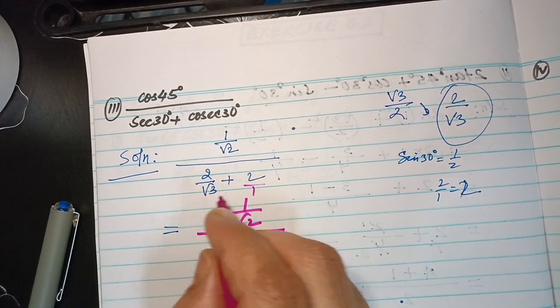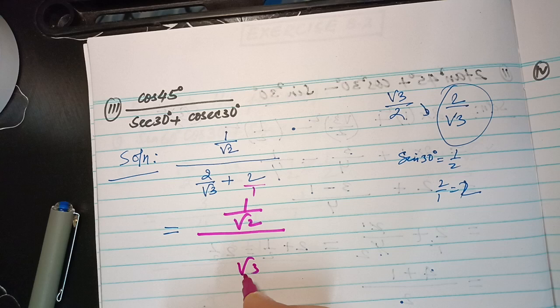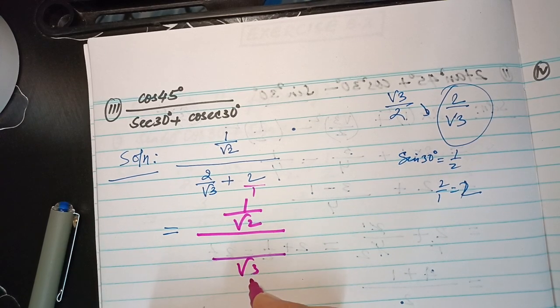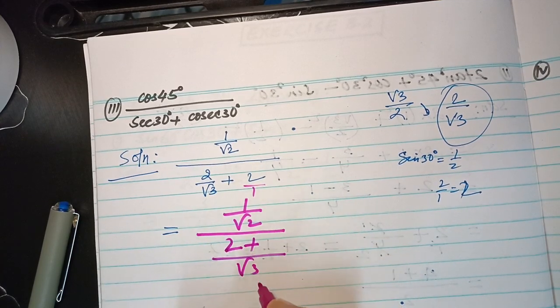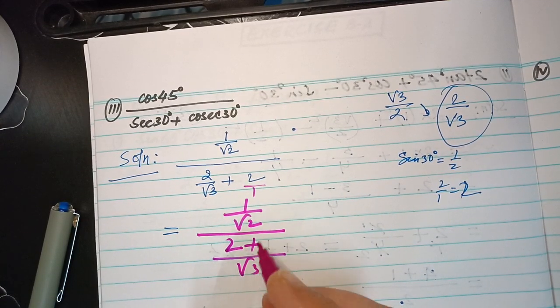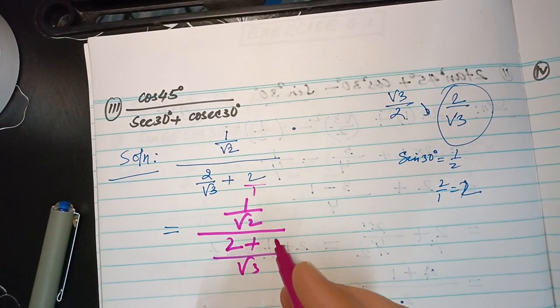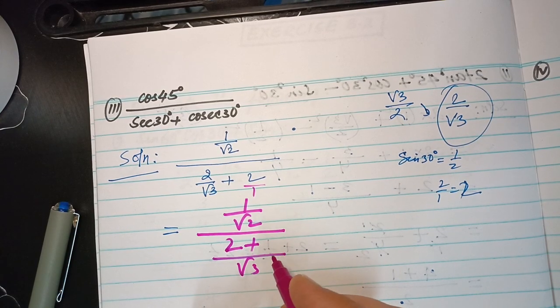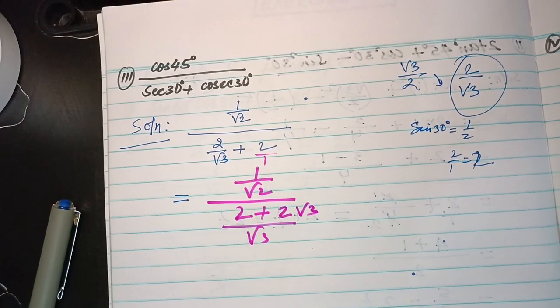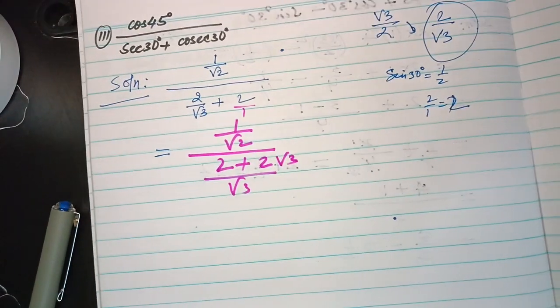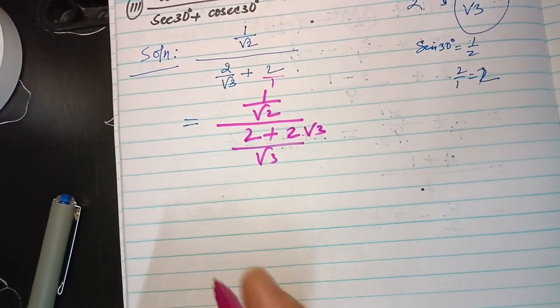Now if you take an LCM of root 3 and 1, you will get root 3 in the denominator. If you divide root 3 by root 3, you will get 1. 1 into 2 will be 2, plus 1 divided by root 3. Root 3 divided by 1 will give you root 3. Root 3 into 2, 2 root 3. If you write it in a simpler form, your value will look like this.